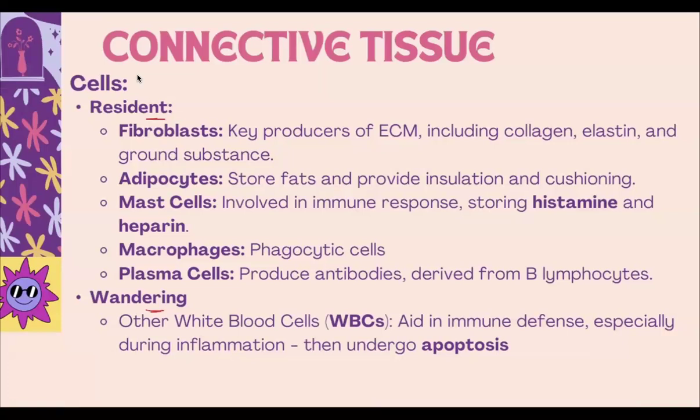For wandering cells, literally all the other WBCs, the monocytes, the basophils, the eosinophils, the neutrophils, they'll all be wandering cells. So they travel around, they go to the site of infection if needed, or the site of inflammation, they carry out their function, and then they undergo apoptosis. They're not long-lived, as opposed to macrophages, which are long-lived. Important distinction to note that monocytes, from which macrophages are derived, are wandering. So they'll go to the site of infection and then they'll stay there, where they become macrophages, and then they're resident.